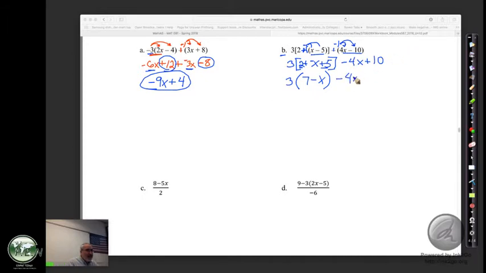And then I got -4x plus 10 because there's no like terms that I can combine yet, right? There is this like term of an x, but it's inside of parentheses. I got to get it out. Okay, so far so good.